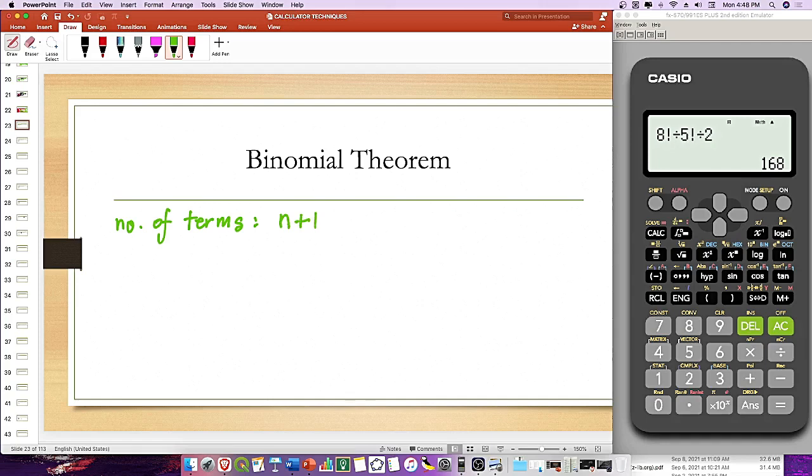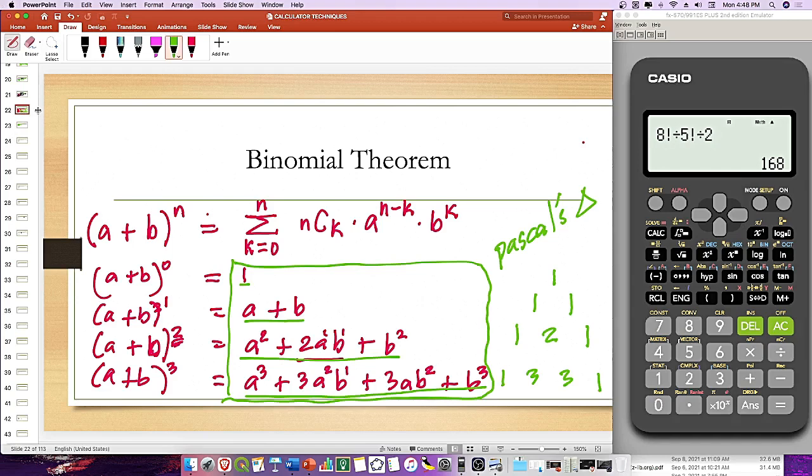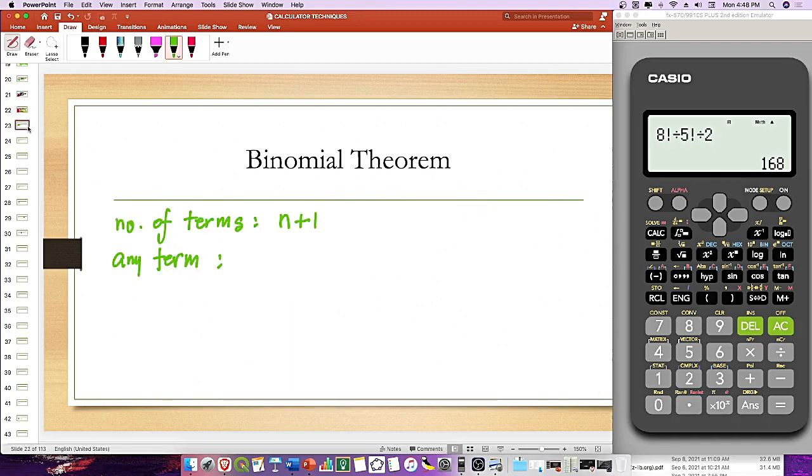Now, we can write any term of the binomial expansion as follows. This is any term of the binomial expansion. That's how you take the terms in your binomial expansion. This is just nCk, take note of that, a raised to n minus k, then b raised to k. So that is the formula for any term of the binomial expansion.